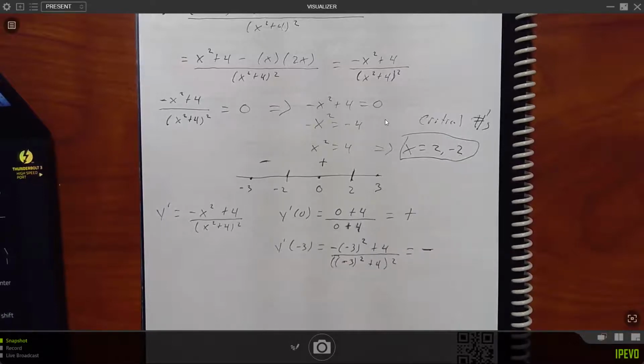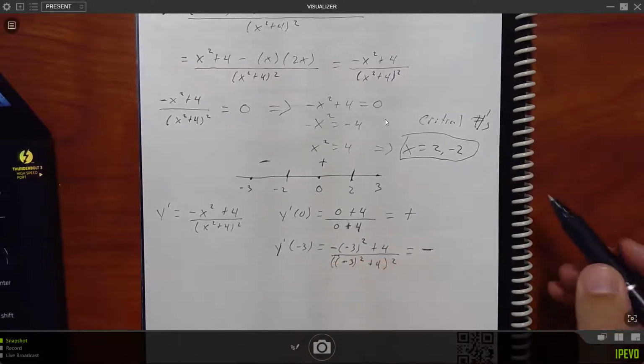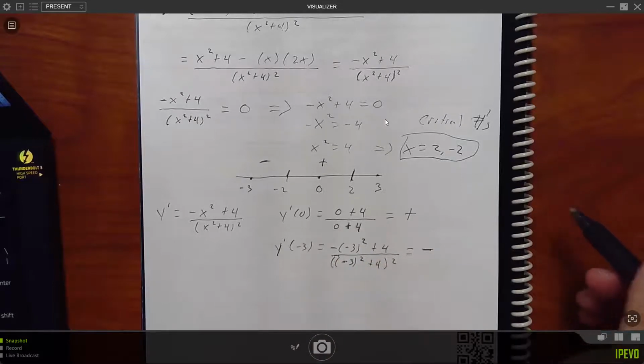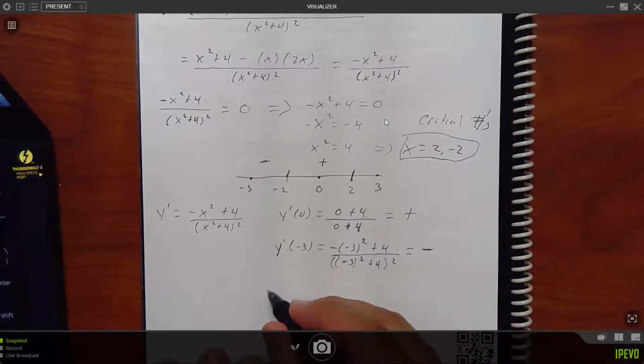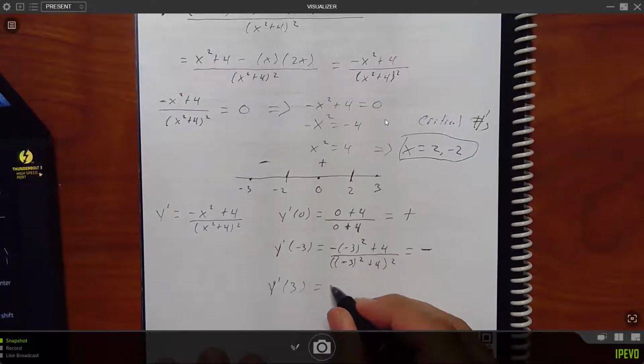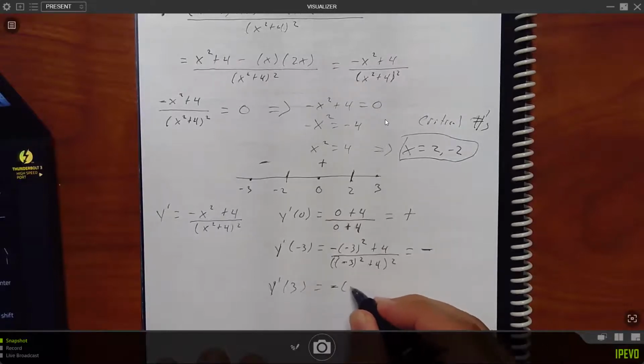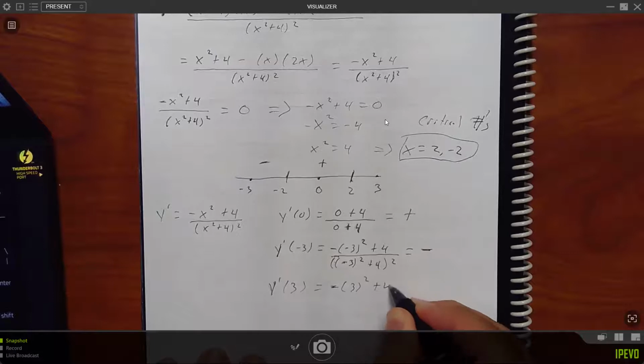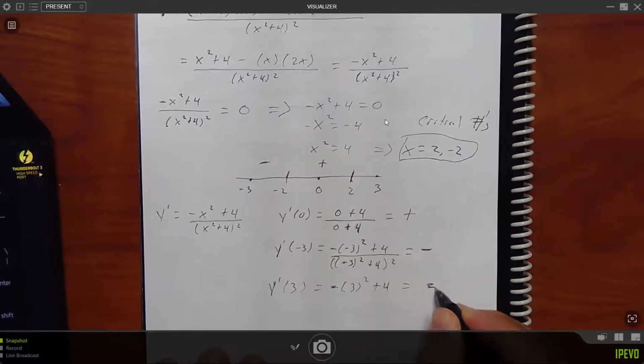Okay, so you guys cool up to this point? We're doing first derivative testing like we did in 4.2 or 4.3, I think it was. So now test the derivative at 3 and see what the sign is. It looks like it's going to be negative as well.